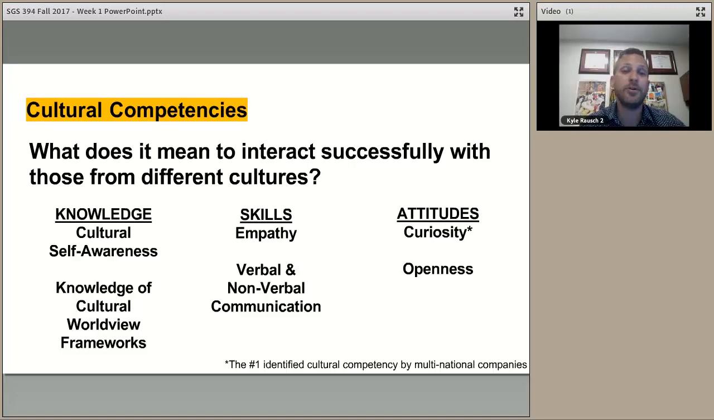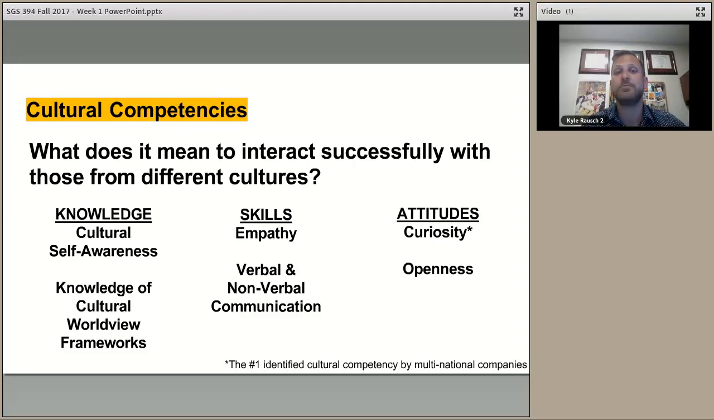The second competency is a knowledge of cultural worldview frameworks. There are a few frameworks that we will cover in this course that will help you begin to understand the different frames or vantage points other cultures might approach their lives. You can think of these as lenses. Next, in the domain of skills, we'll examine what it means to be culturally empathetic and learn about the role of verbal and nonverbal skills across cultures.